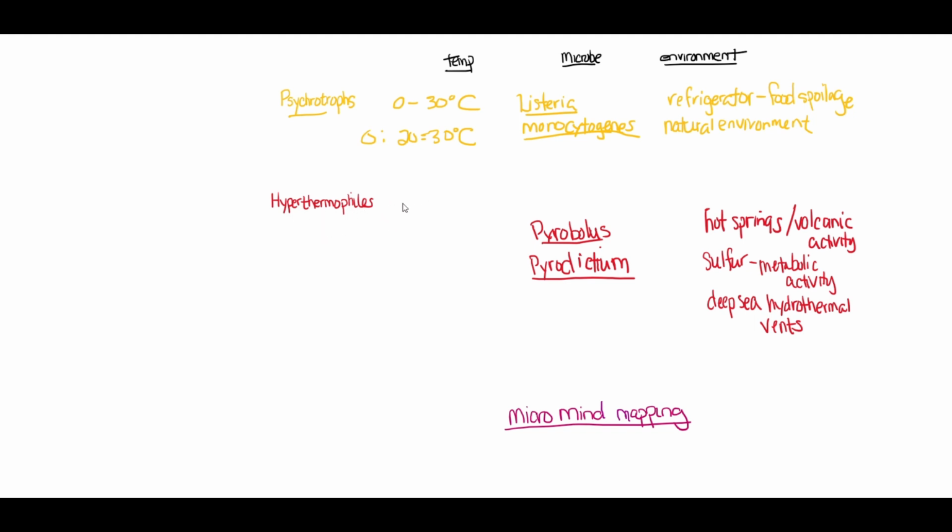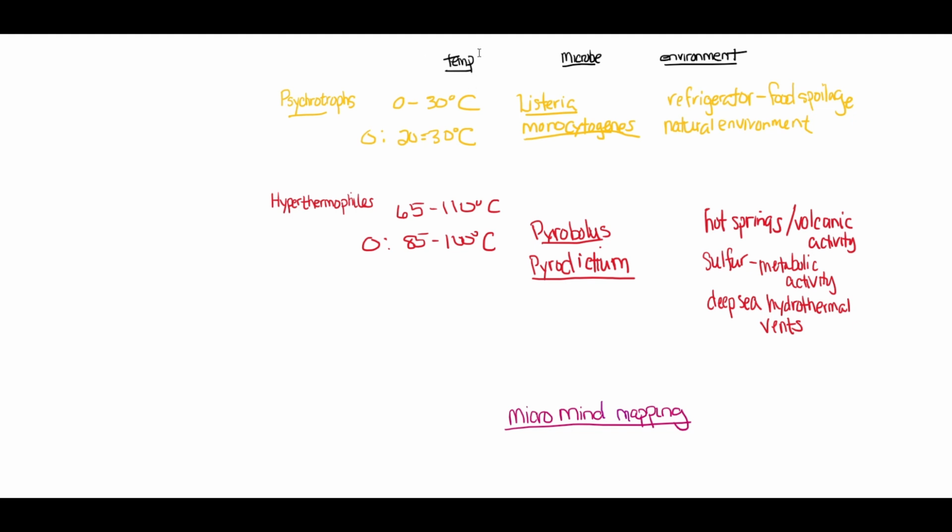Hyperthermophiles, their temperature range is 65 degrees to 110 degrees Celsius, and their optimum temperature of growth is 85 to 100 degrees Celsius. The example I have here for the microbe is Pyrolobus fumarii and Pyrodictium. You would find these hyperthermophiles in hot springs, volcanic activity, sulfur metabolic activity, and deep sea hydrothermal vents.